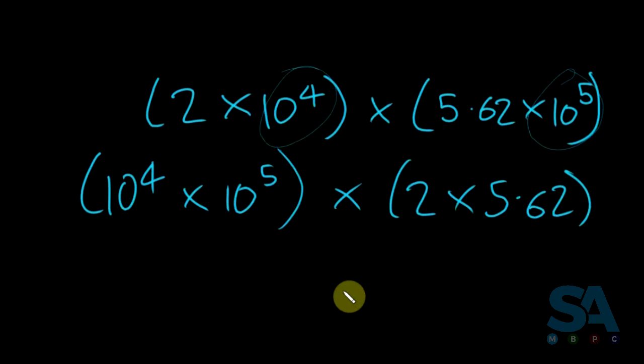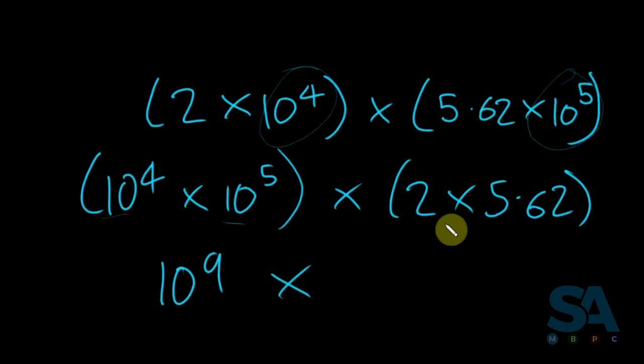Using the laws of indices, finding 10 to the power 4 times by 10 to the power 5 will give you 10 to the power 9. Because these values are the same, all you need to do is add these indices together because it's a multiplication question. 4 plus 5 equals 9. Therefore, this new indice is going to be 9.